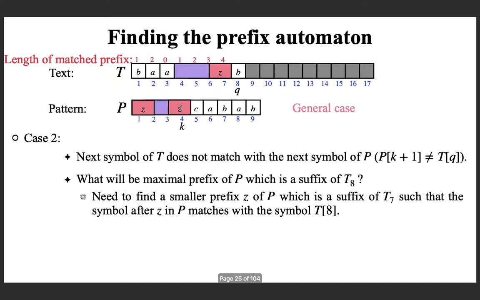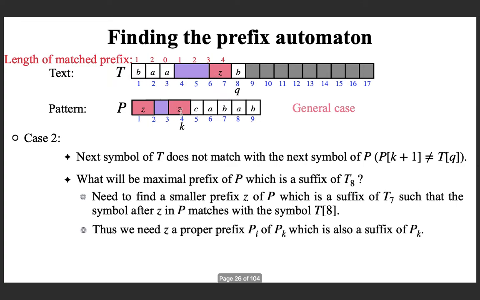In a general case, this may not be exactly dividing into 2. The general case will be like this, where you have a proper prefix of Pk, which is a suffix of T7. Because T7 and this Pk have the same prefix and suffix, the sequence of symbols in Z must be the same as the last sequence of symbols here. So you must have this here.